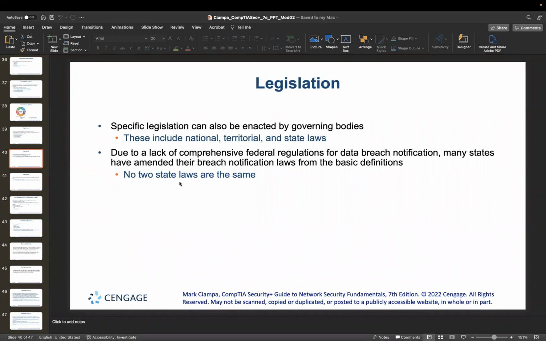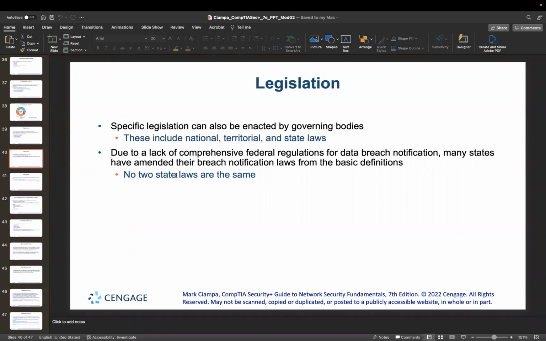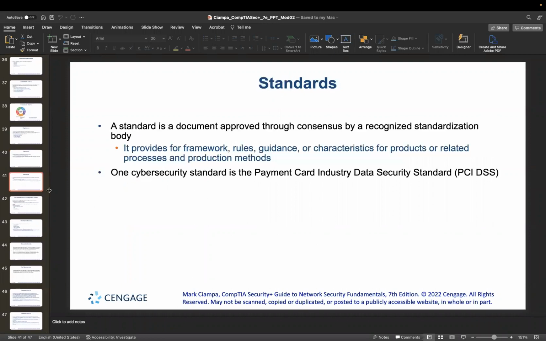And it's funny that no two states in the United States have the same laws for information breach. Isn't that funny? From state to state, in one state you may be a criminal, in the other state you're not. So that's how it is.